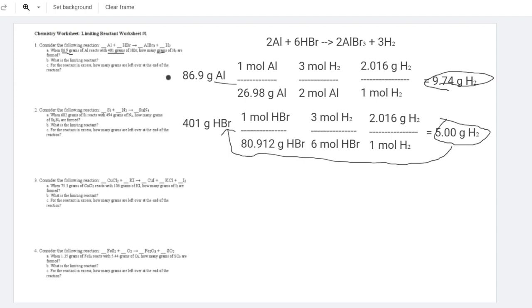Now let's talk about the excess reactant. Since we've determined that hydrogen bromide is the limiting reactant, we know that aluminum is the excess reactant. In order to determine how many grams are left at the end of the reaction of the excess reactant, we can start off by subtracting the values of grams of hydrogen gas that each produced.